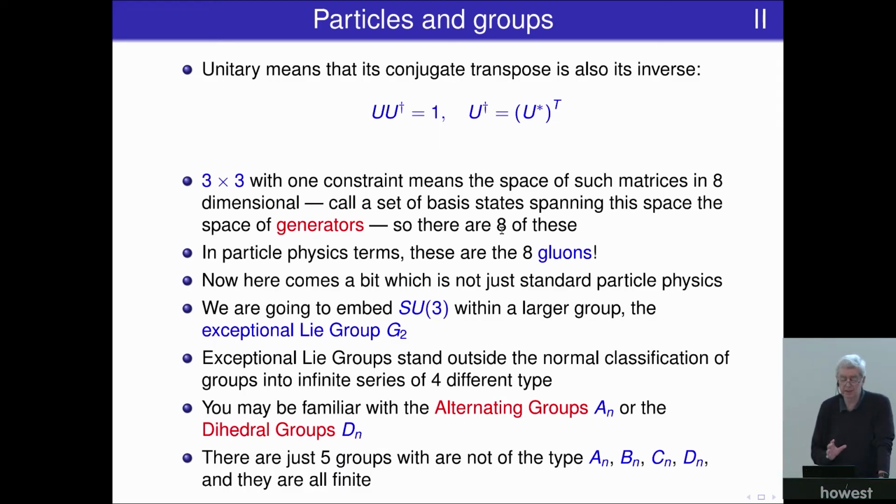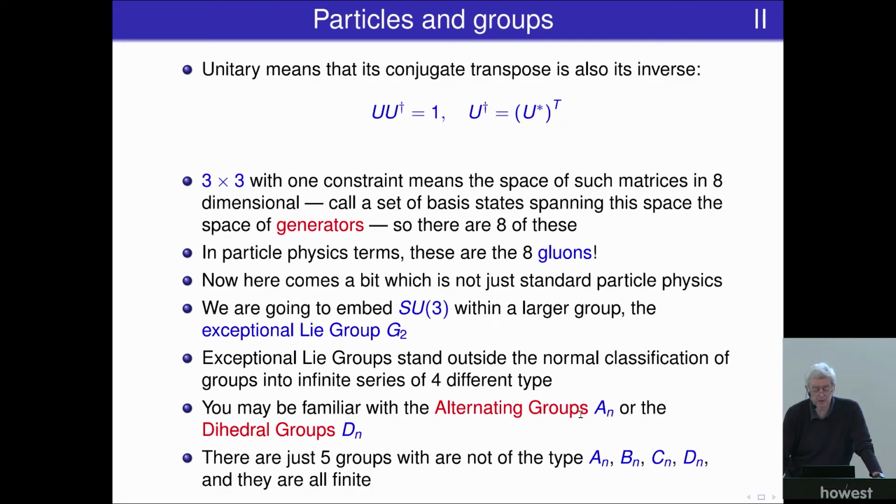So all that is how it's viewed standardly. Now here comes the bit which is not just standard particle physics. We're going to embed SU3 within a larger group. It's going to be the exceptional Lie group G2. And so we need to know what exceptional Lie groups are. These stand outside the normal classification of groups into an infinite series of 4 different types. You'll be familiar with some of these. The 4 different types are A_n, B_n, C_n, D_n, and you could have n going all the way up to infinity.